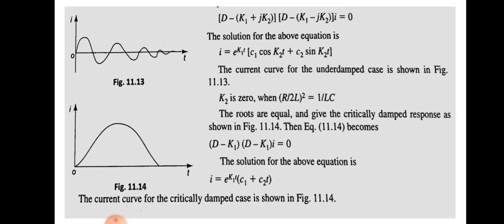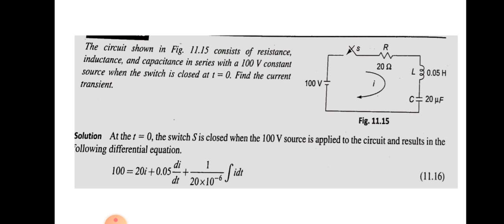So next we can try to do a problem. This question is: the circuit shown in the figure consists of resistance, inductance and capacitance in series with a 100 volt constant source. When the switch is closed at t equal to 0, find the current transient. So this is a series RLC circuit, the voltage is 100 volt, and there is a current I. You have to find out the value of I in this case.